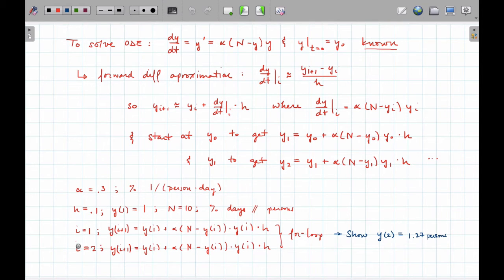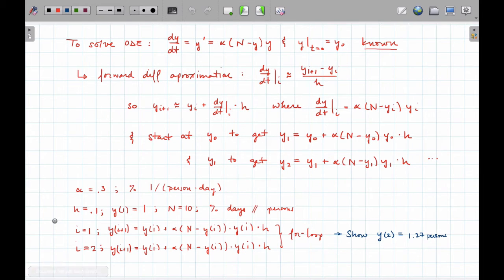So the first step is just to get a little code working in MATLAB. We're going to do a very simple approach here. Alpha is 0.3, h is 0.1 days, the number of initial infected people is 1. We're going to take a total population of 10, which is just a toy first example.